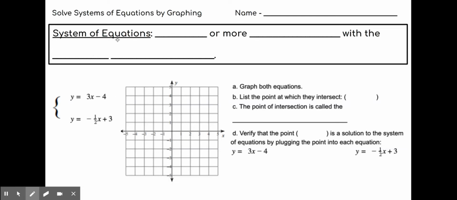Okay, so we looked at the bug problem, which put two and then a third line on the same coordinate plane, and then we looked at the tree problem, which looked at two lines on the same graph. And what we were introducing there was a system of equations. A system of equations is two or more equations with the same variables.